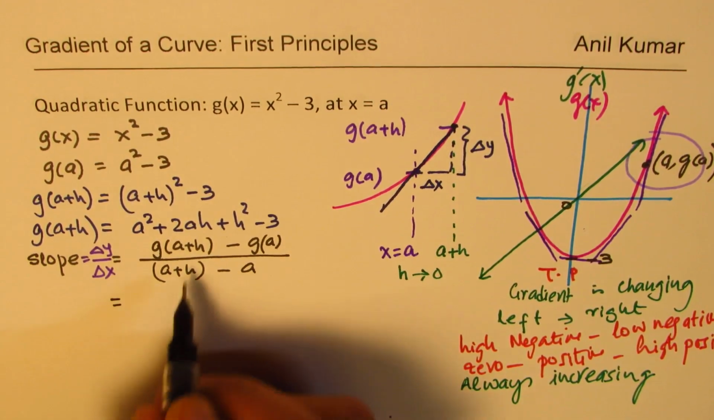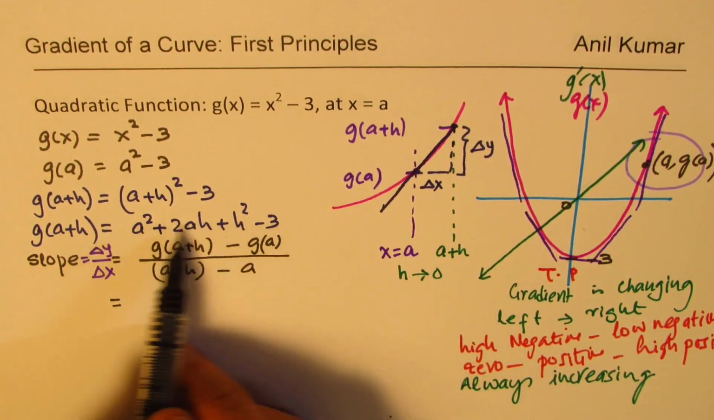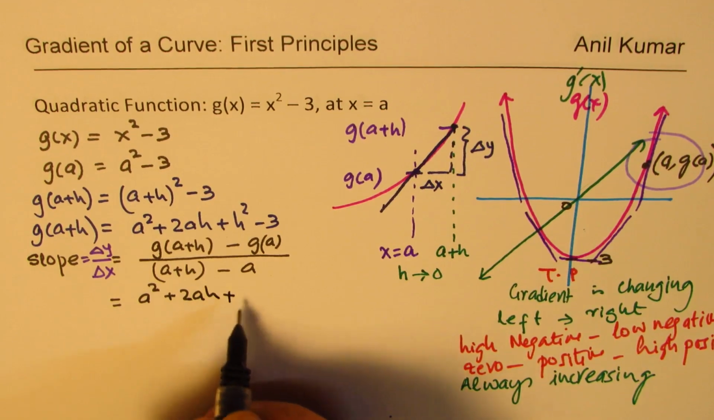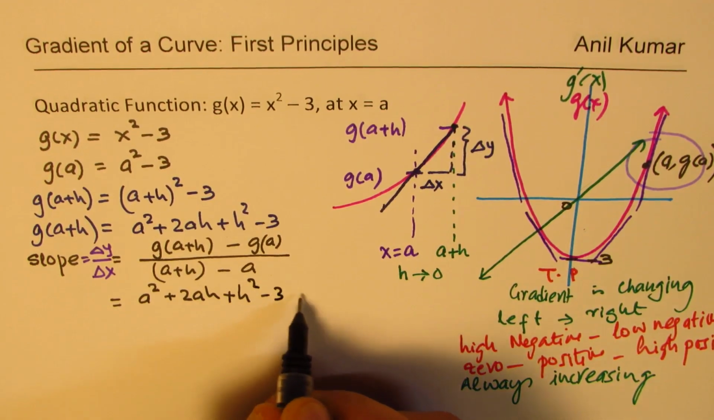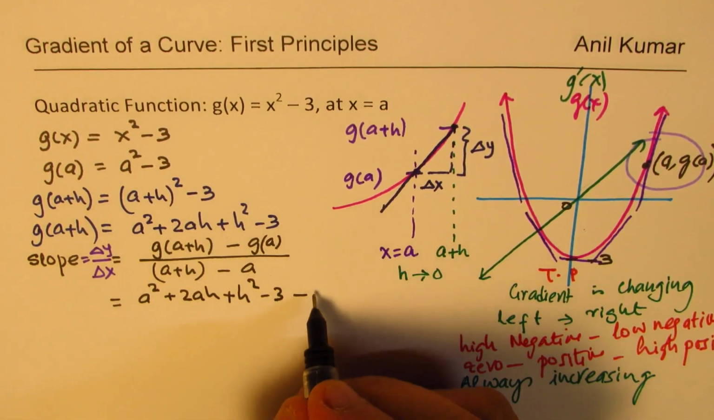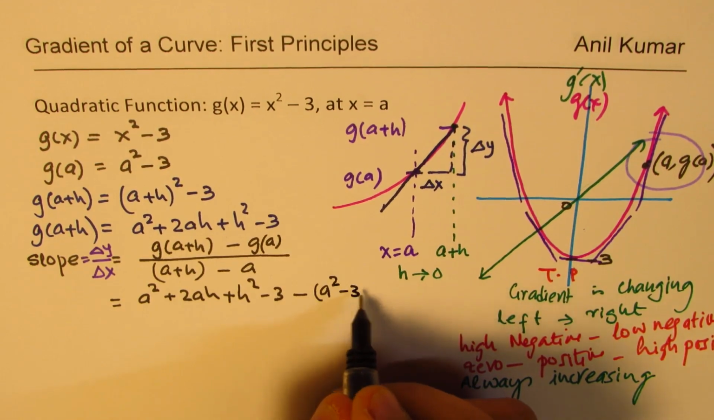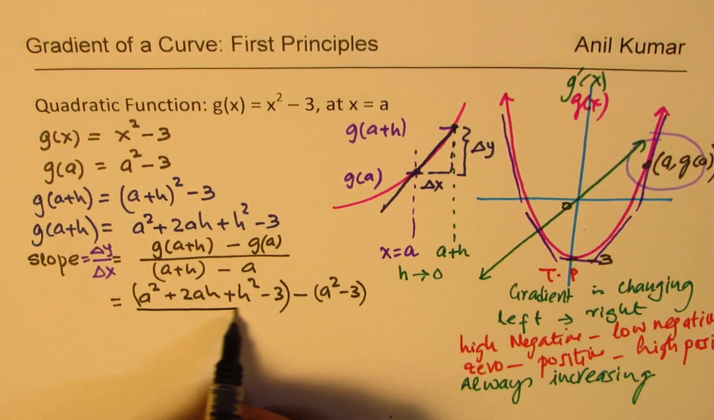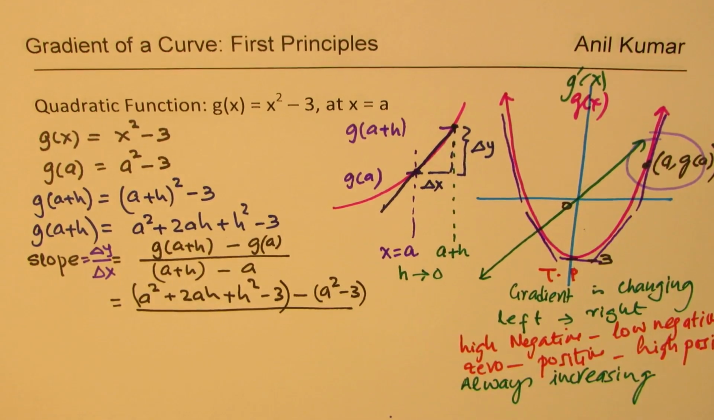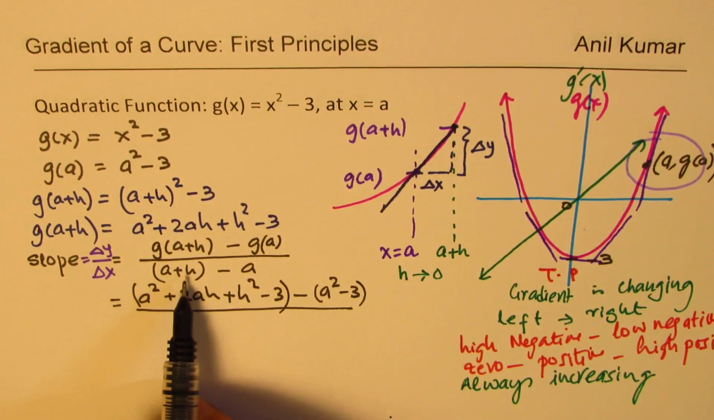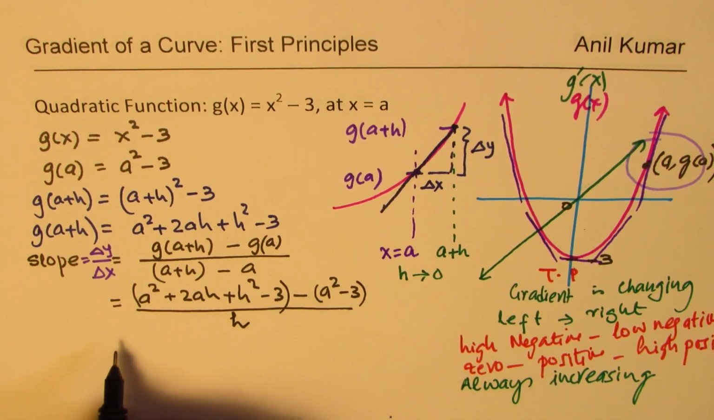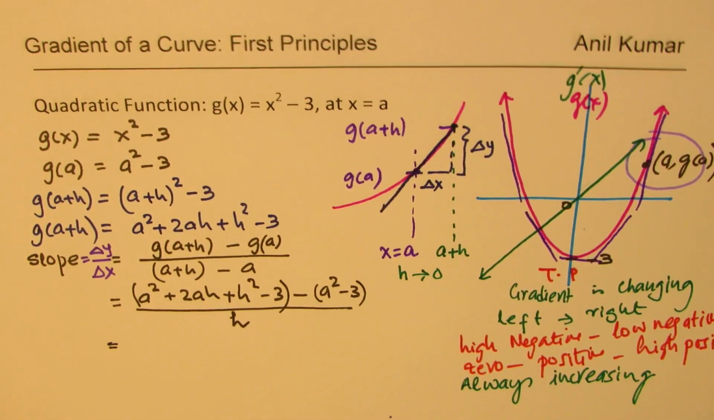So that gives you, from these values, a square plus 2ah plus h square minus 3, minus a square minus 3, right? So this is g of a plus h, and then we have a square minus 3. And the denominator a plus h minus a gives us the value h. So if you simplify this, what do you get?